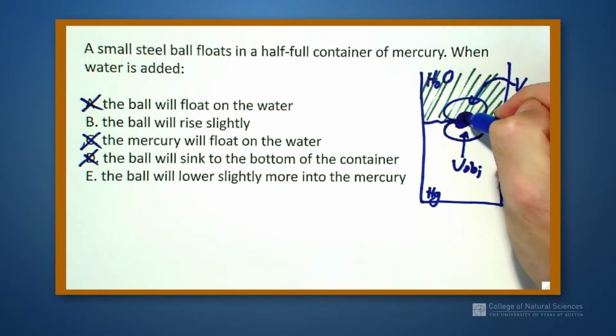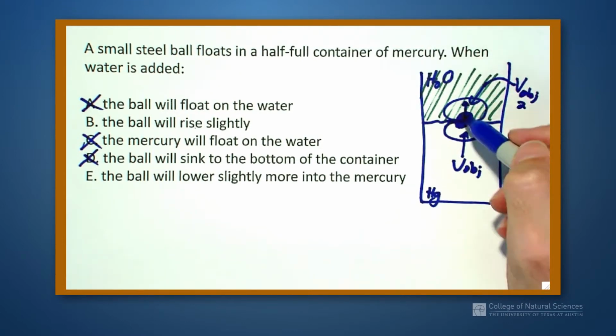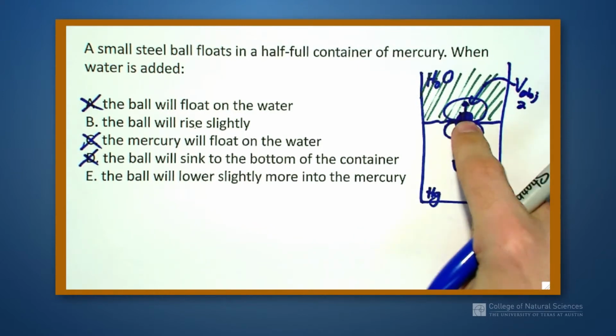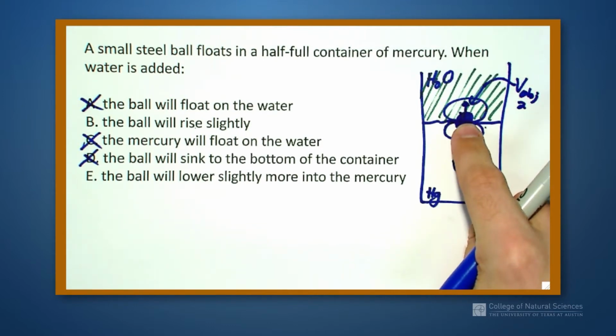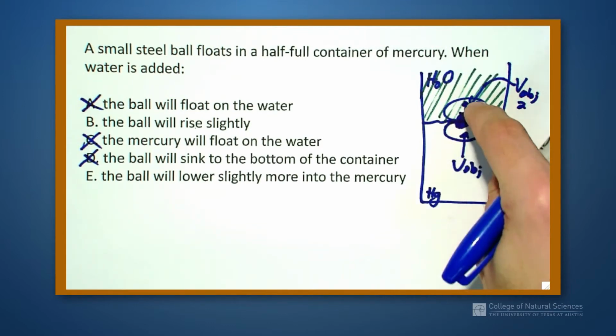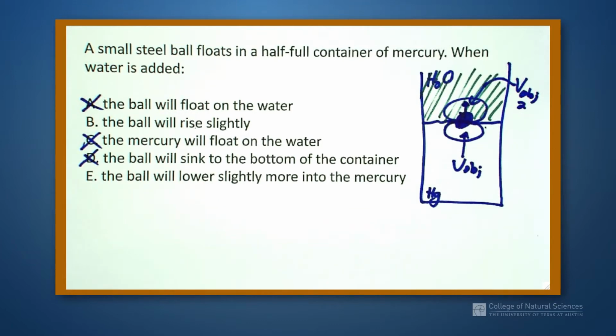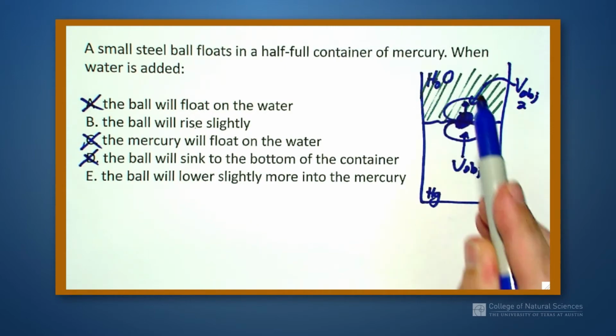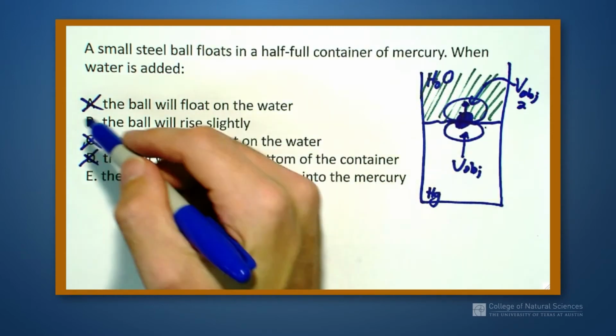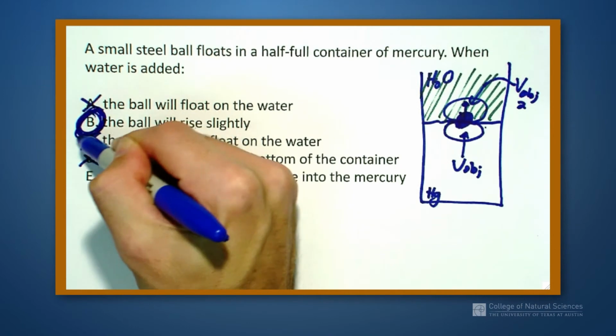So this part right here is going to provide an upward buoyancy force. The bottom part, because of the mercury, is going to see an upward buoyancy force. So in the first case, we only have the upward buoyancy force from the mercury. In the second case, we have the upward buoyancy force from the mercury as well as the addition of the upward buoyancy force from the water. So the ball is going to slightly rise in this situation.